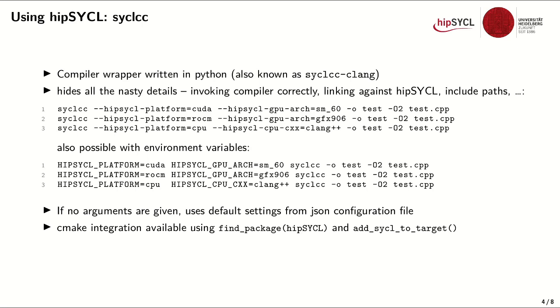You can do all the same settings also with environment variables. However, if both command line arguments as well as environment variables are provided, the command line arguments take precedence. And if neither are given, then syclcc will just use some default settings from a configuration file that is installed when installing HipSYCL. If you don't want to use syclcc manually, you can also use our CMake integration, which allows you to just find_package(hipSYCL) and then use the function add_sycl_to_target. This function is also provided by other SYCL implementations, which means that you can use the same CMake code to target many SYCL implementations.